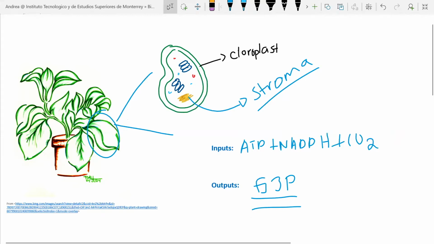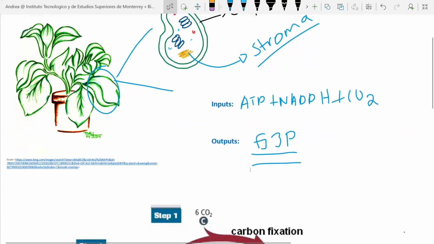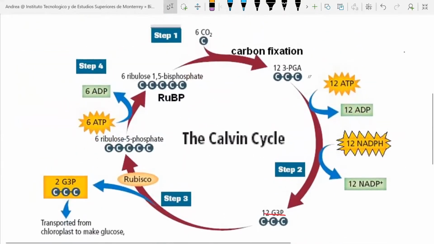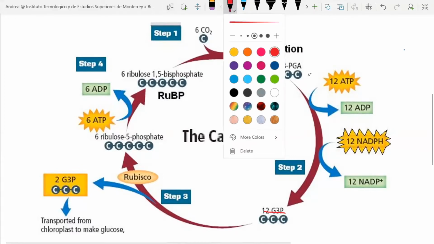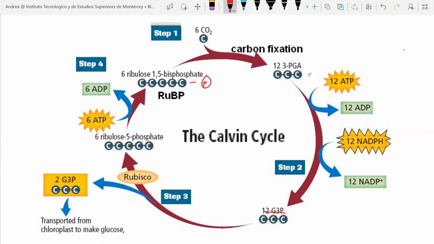So this image was retrieved from Bing Images, and in the first step of photosynthesis, we will have RuBP, which is ribulose 1,5-biphosphate, and the 5 means that each RuBP is a 5-carbon molecule with 2 phosphate groups. So it has 2 phosphate groups and a 5-carbon chain.